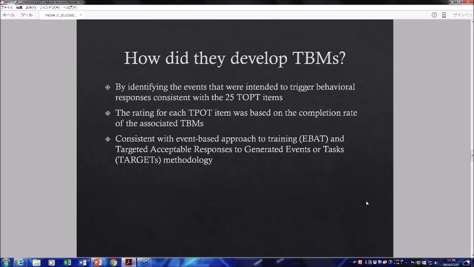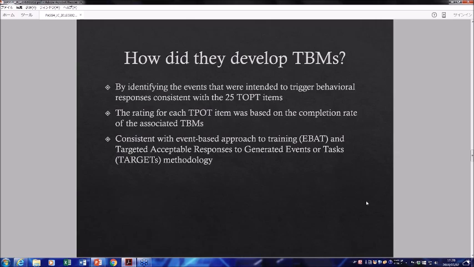Other methodology they used were those two. One of them is the event-based approach to training, EBAT. And the other one is targeted acceptable responses to generated events or tasks. Both are from psychological publishing, and I won't introduce those details today, but if you are interested, please check it out.